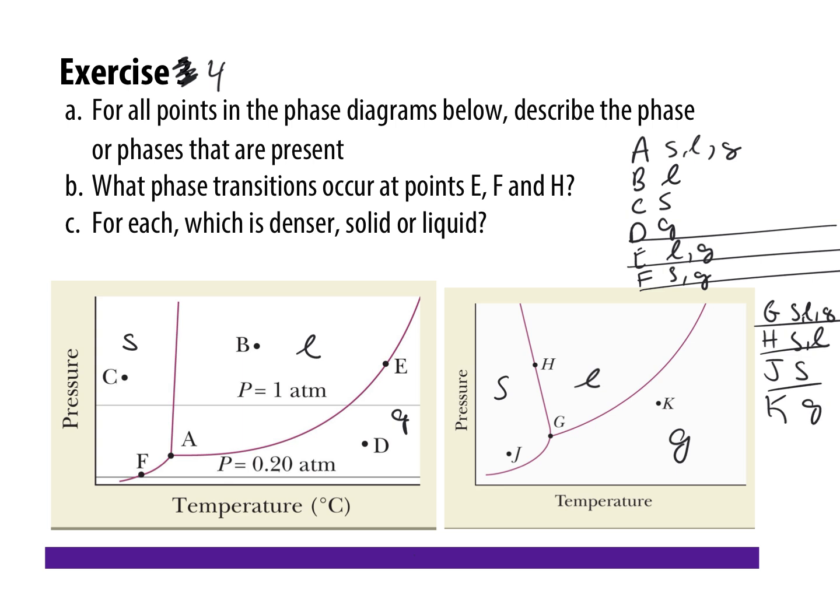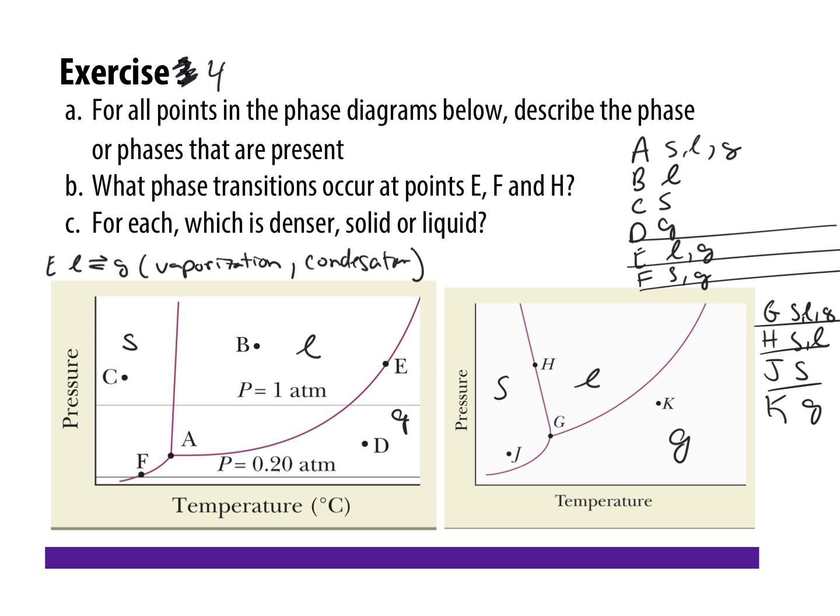Next, for part B, what phase transitions occur at points E, F, and H? So point E is on the liquid to gas equilibrium line, so that's just asking us for E, what is the name of the liquid to gas phase transitions or phase changes? Liquid going to gas is called vaporization. Not boiling. Boiling is specifically when we're at 1 atmosphere pressure, but in general it's called vaporization. The other, gas going to liquid, is called condensation.